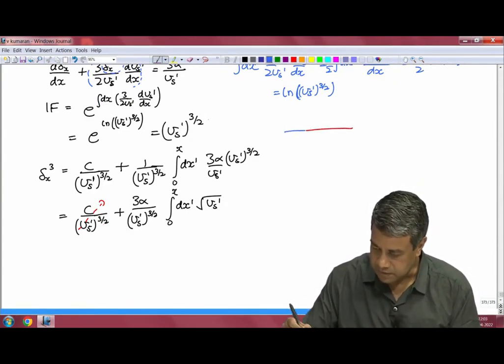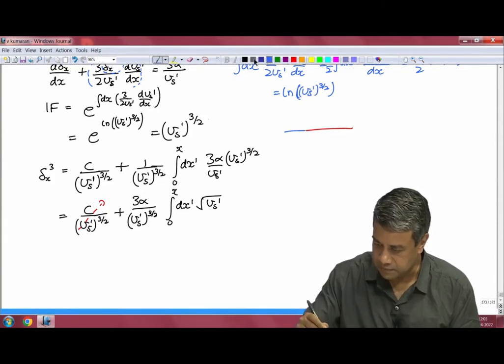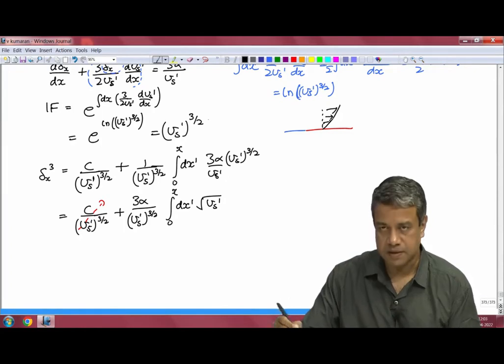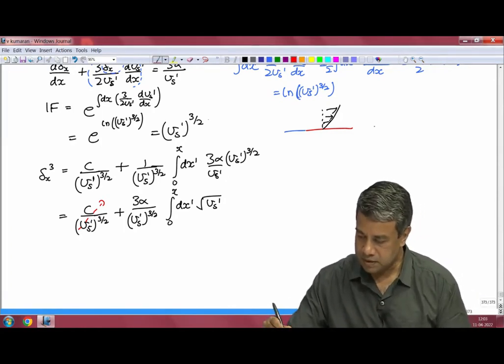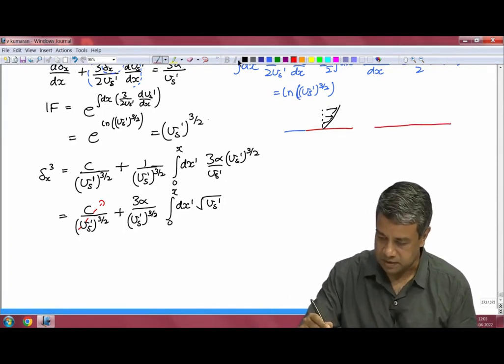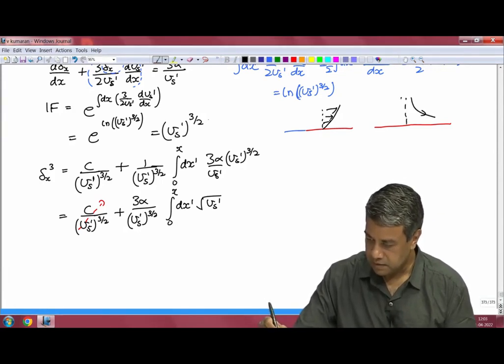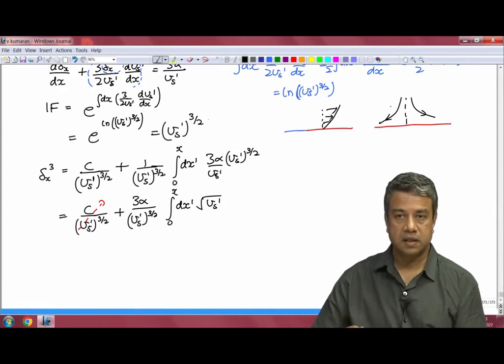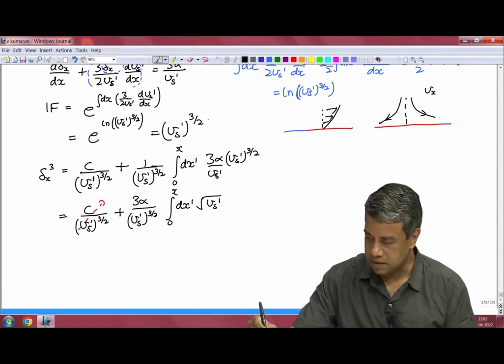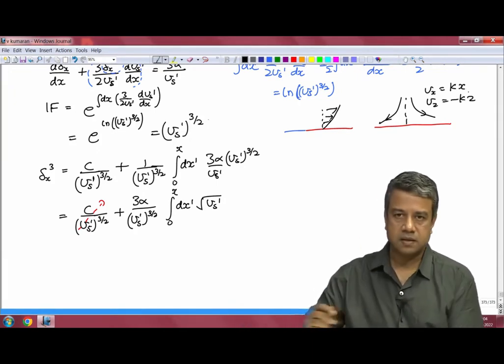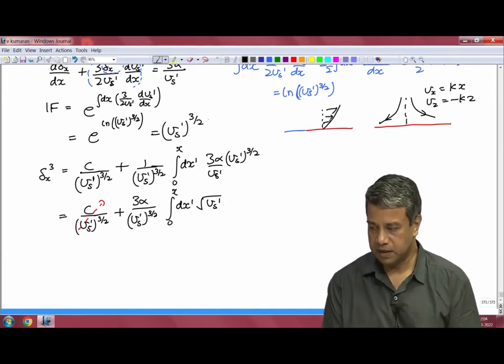One was the flow past a flat plate, in which the velocity was increasing linearly from the surface, and the other was the stagnation point flow towards the surface, where the velocity was Vx is equal to k times x and Vz is equal to minus k times z. So, that was the velocity profile.